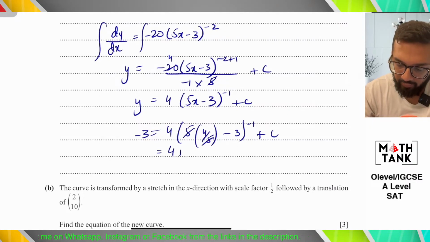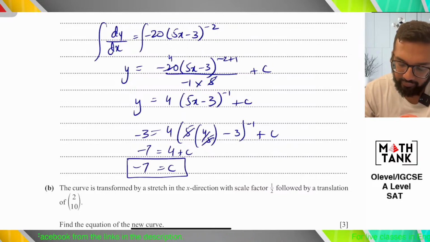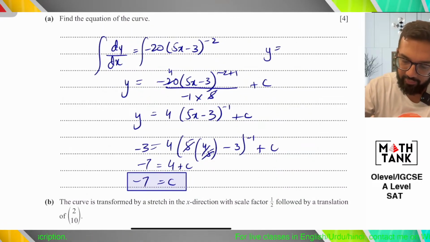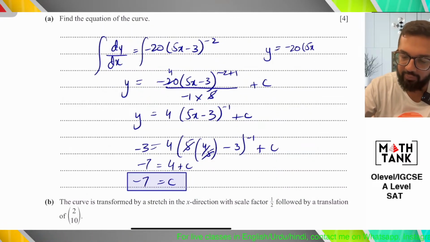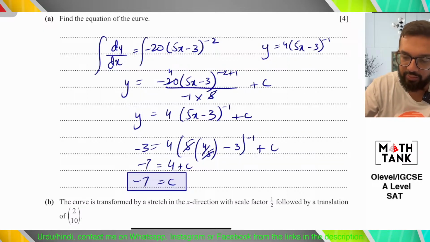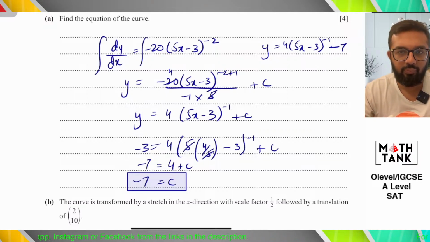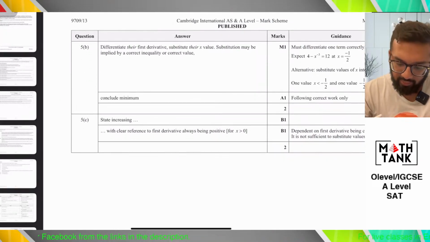One, 4, minus 7. Okay, so the equation becomes what? The equation becomes y equals minus 25x to the power 3, 4, 5x minus 3 to the power minus 1, minus 7. That should be the correct answer.